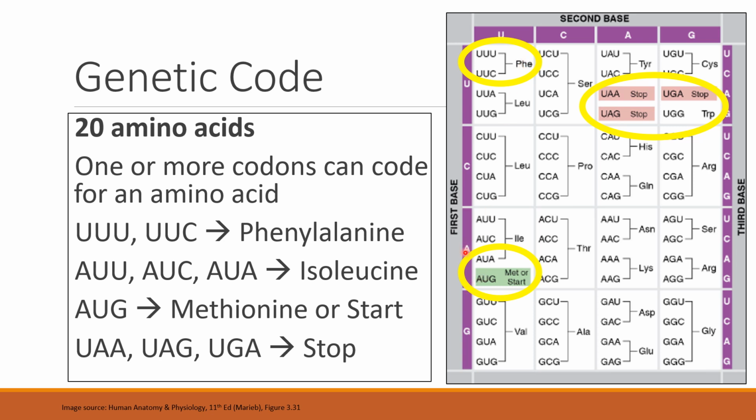If we want to see AUC, see that? We go A, and then U is in the column, and then the C is over here. That just helps you to find the code for whichever amino acid it is. And so that's the way that you can read this table to identify which protein is associated with which mRNA codon.